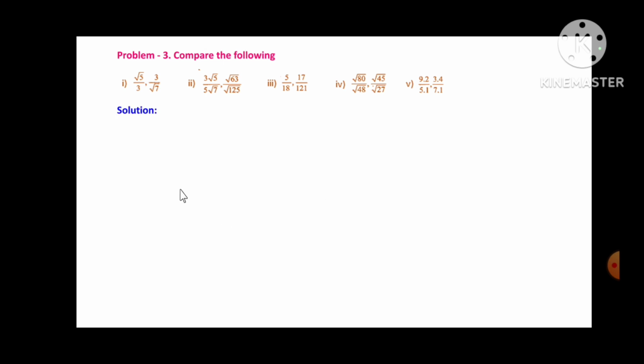So let us take the first, that is root 5 upon 3 and 3 upon root of 7. So friends, here we will take the cross multiplication. Root 5 into root 7 is root of 35, equation 1. 3 into 3, that is 9, which is root 9 square, that is root of 81. Second, from 1 and 2, we'll get that 35 is less than 81, so root 35 is less than root 81. So we can write root 5 upon 3 is less than 3 divided by root of 7.